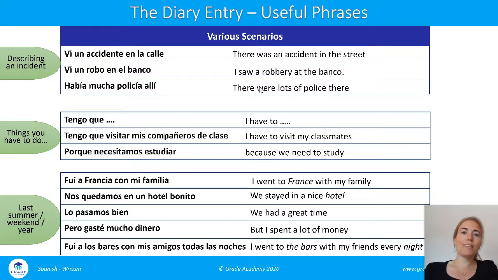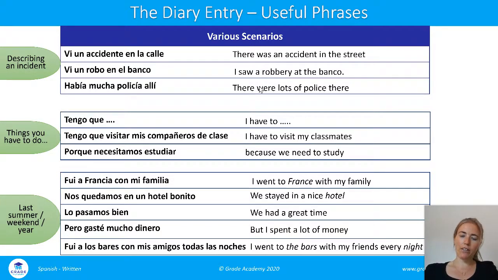Things you have to do. Tengo que, necesito. Last summer or last weekend or last year, again, have your past tense verbs ready, such as fui. If you're using the first person plural for we, you might say fuimos, nos quedamos, or you could say me quedé, lo pasamos bien, or me lo pasé bien. This is a really nice phrase to use. We had a great time. If you had a bad time, me lo pasé mal.